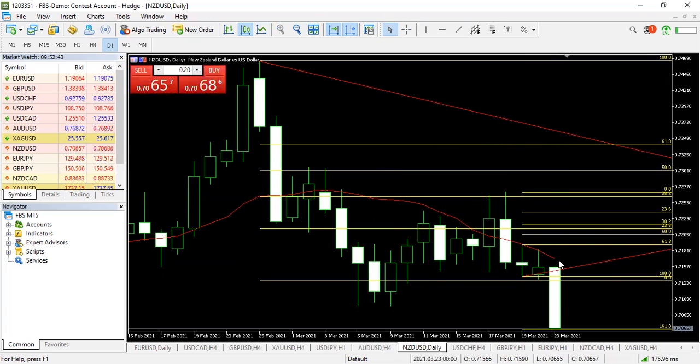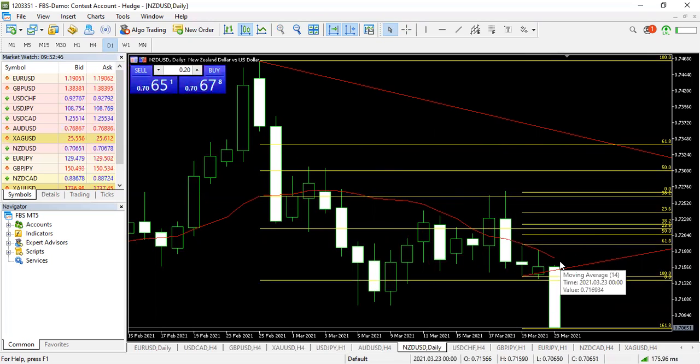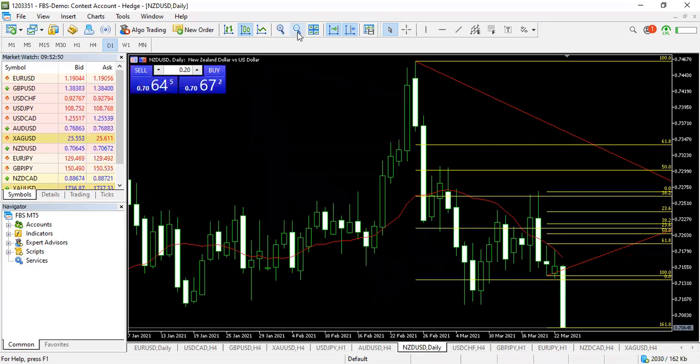However, if this daily candle does not close above here, then we have a change of direction and the pair would continue falling.